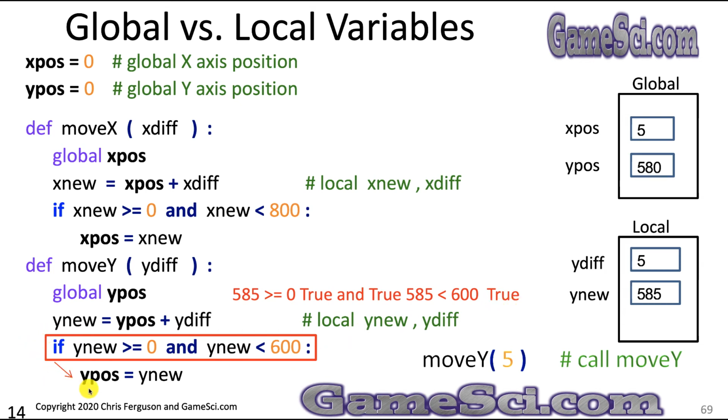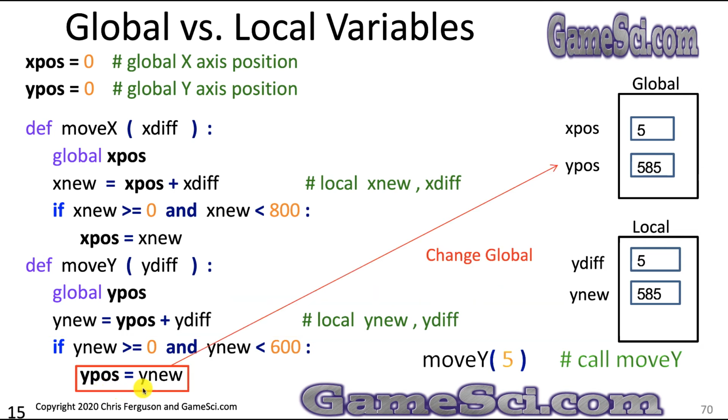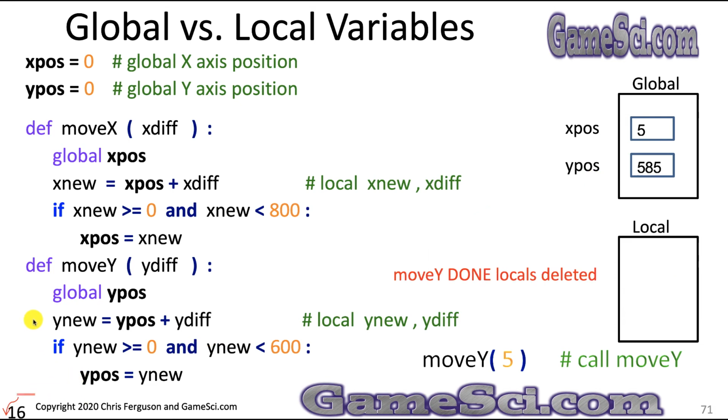What does that mean? Execute the indented code. And the indented code happens to update the global variable. Y position equals ynew is going to change the value of the global variable and allow the character to move to that new position. It is a valid position in our 800 by 600 screen, so we will change the Y position to 585. And of course, we've reached the end of the function. Why? Because there's no more indented code. Everything that's indented below the definition will execute, and when you've run out of indented code, you're done with the function. It's time to return. And in fact, it will return all the way to the line of code after the call to move Y.